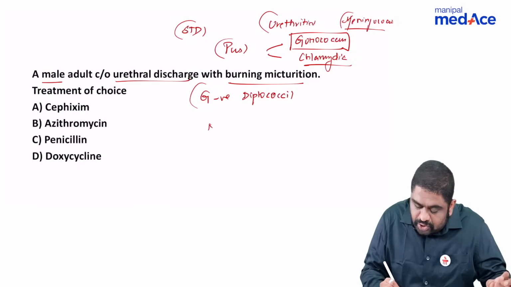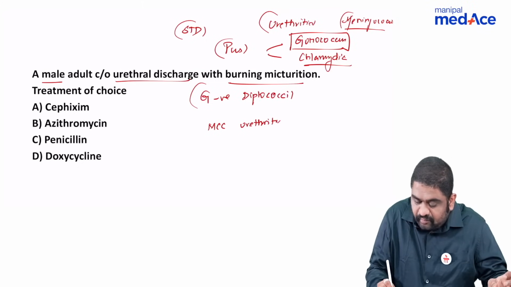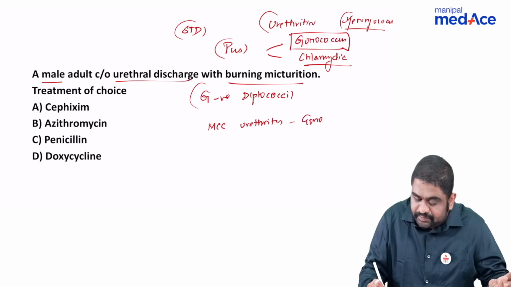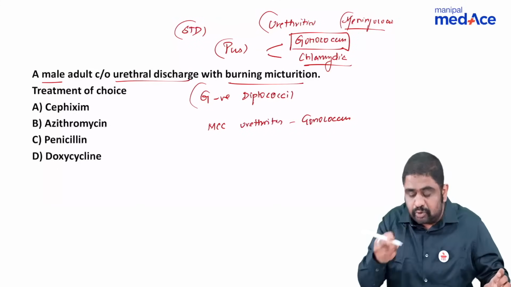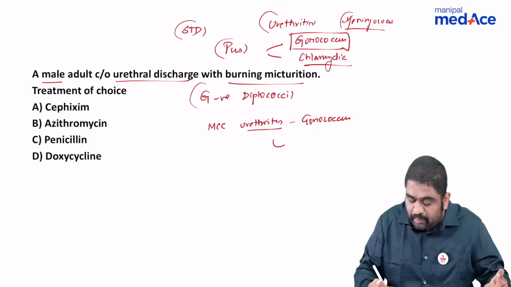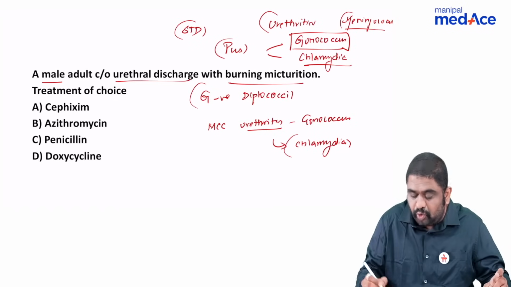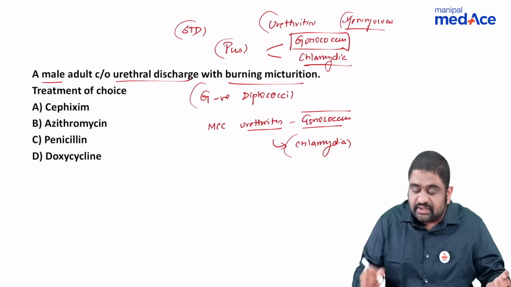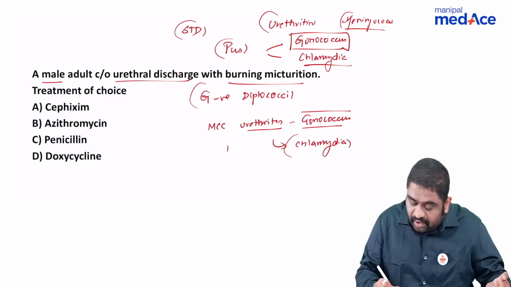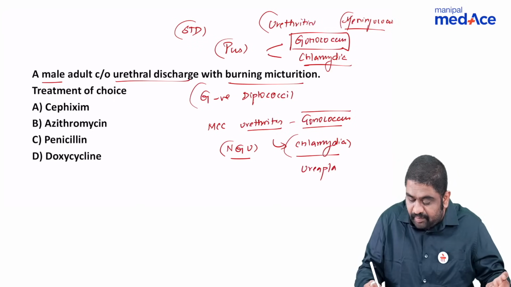Remember, the most common cause of urethritis all over the world has to be gonococcus. If I remove gonococcus from the options, then the next most common cause of urethritis will be chlamydia. Because gonococcus takes up the huge load of urethritis cases, if there is urethritis caused by something other than gonococcus, then they are referred to as non-gonococcal urethritis, which is caused by chlamydia or Ureaplasma urealyticum.